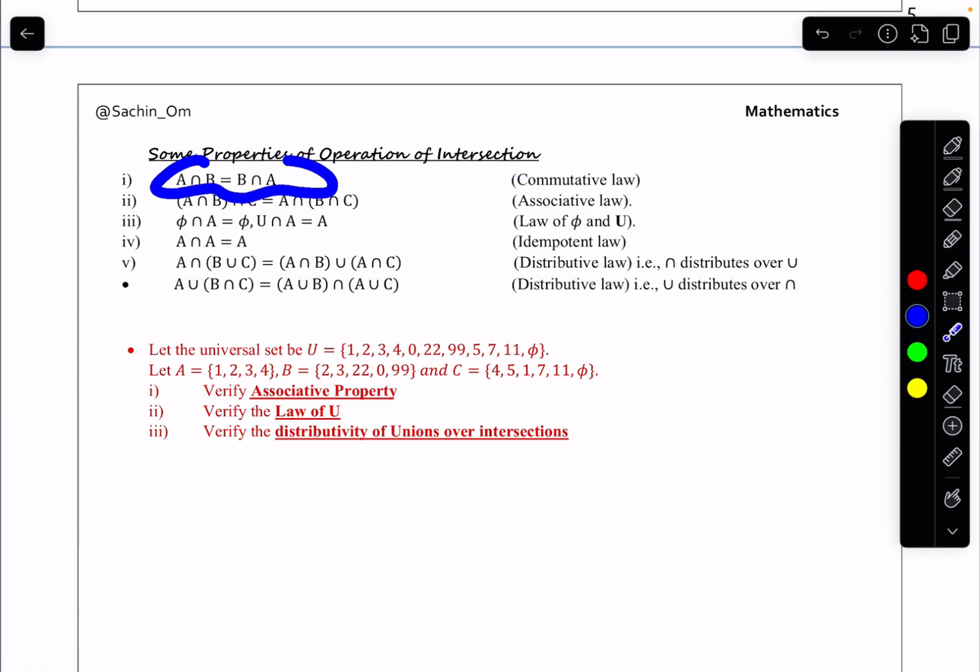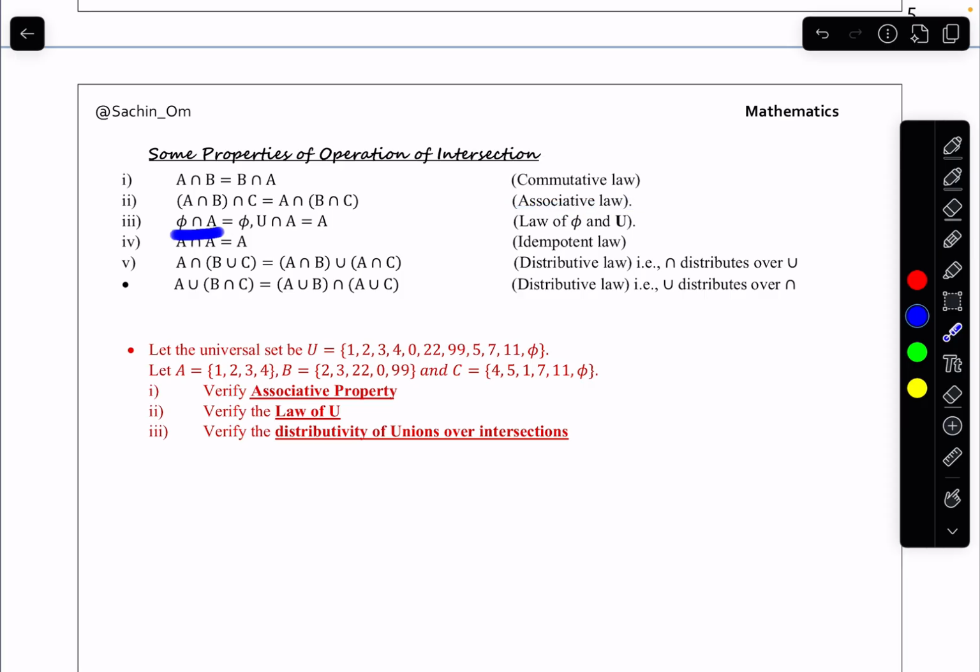First property, similar to what we had in unions: intersection of A with B is the same as intersection of B with A, and this is called the commutative property. Intersection of A with B, then you take the intersection with C, is going to be the same as A intersection (B intersection C), and that is the associative property.